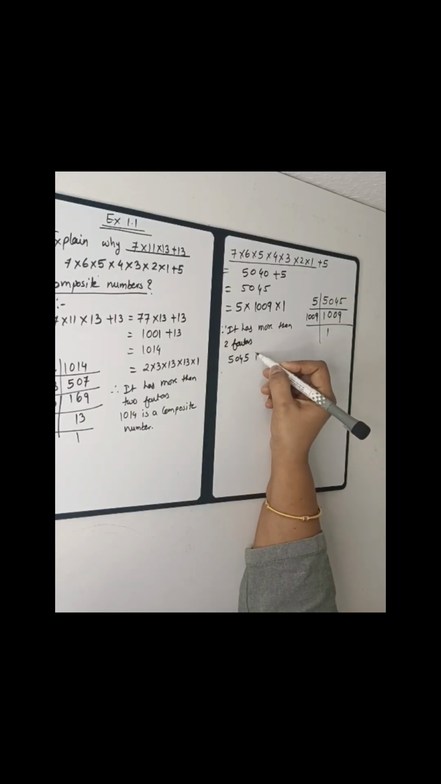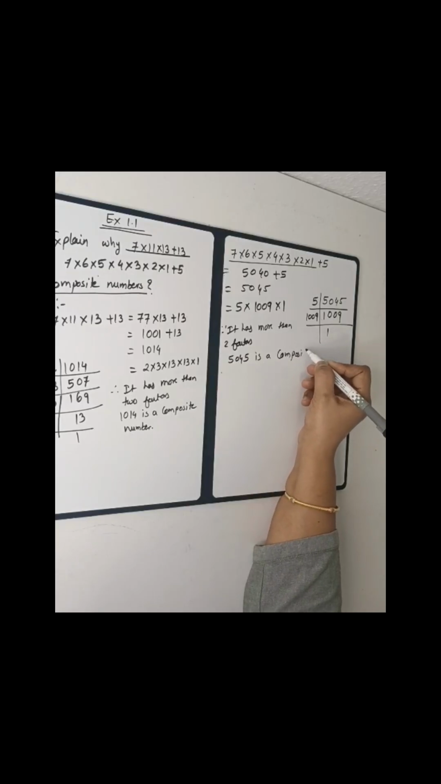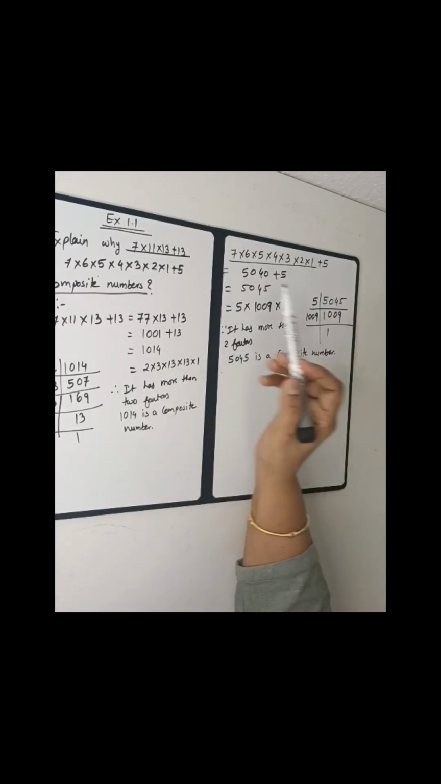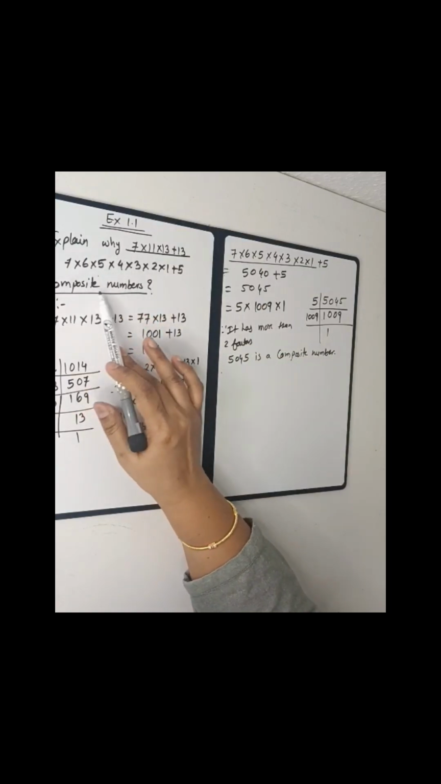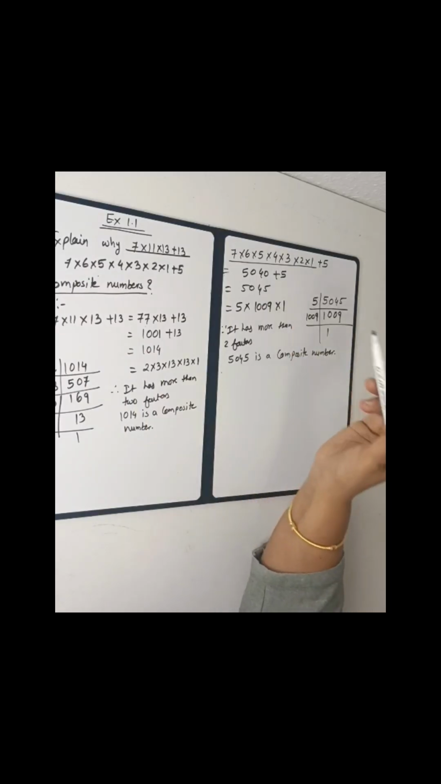5045 is a composite number. So both are composite numbers. That is what the question is: explain why they are composite numbers. I hope you have understood. Okay, let's go to the next question.